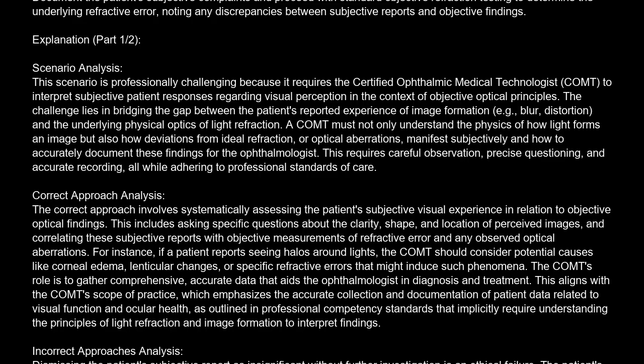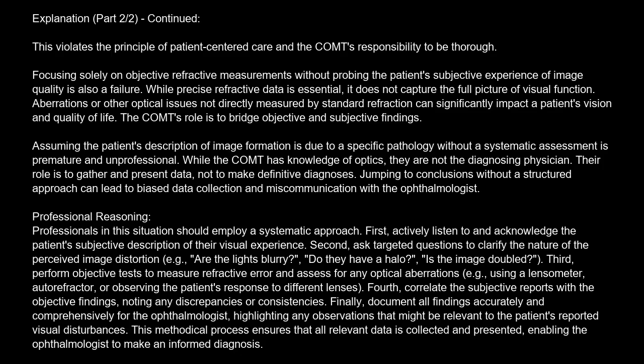This aligns with the COMT scope of practice, which emphasizes the accurate collection and documentation of patient data related to visual function and ocular health, as outlined in professional competency standards that implicitly require understanding the principles of light refraction and image formation to interpret findings. Incorrect approaches analysis. Dismissing the patient's subjective report as insignificant without further investigation is an ethical failure. The patient's perception of their vision is a critical piece of data. Ignoring it means failing to collect complete information, which could lead to a misdiagnosis or delayed treatment by the ophthalmologist. This violates the principle of patient-centered care and the COMT responsibility to be thorough.